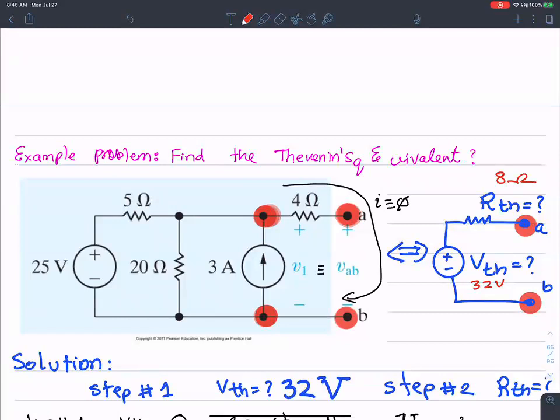Does that make sense? Yes. Okay, we look at some more problems in the next class.